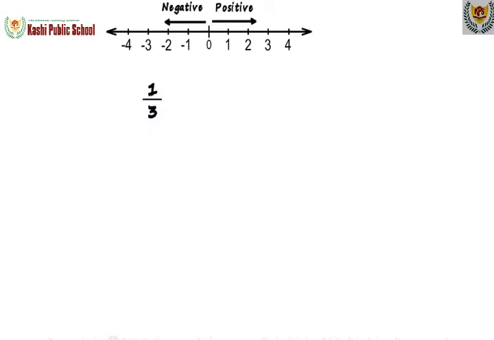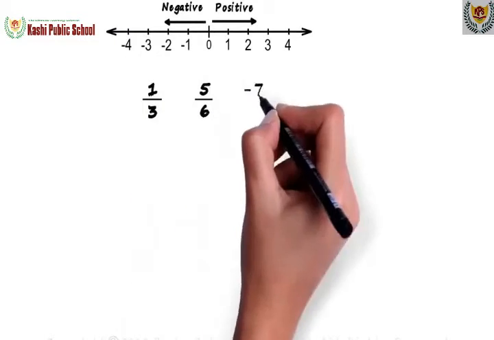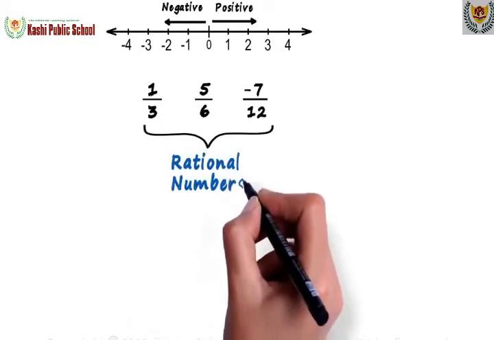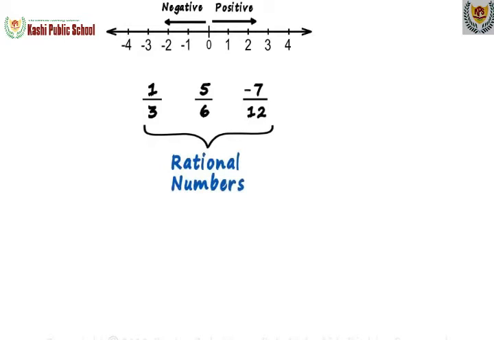Integers we are familiar with, but what about numbers like these? 1 by 3, 5 by 6, or minus 7 by 12. Each of these are numbers, but we don't use them as often as we use counting numbers. Such numbers are called rational numbers, but we need to define them well. We cannot say numbers like these are rational numbers.